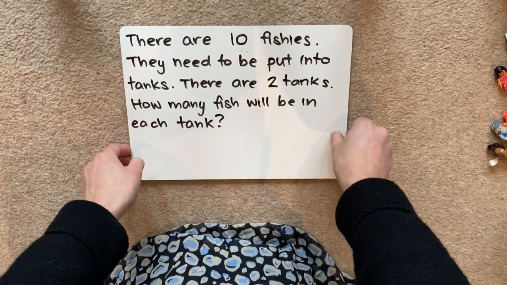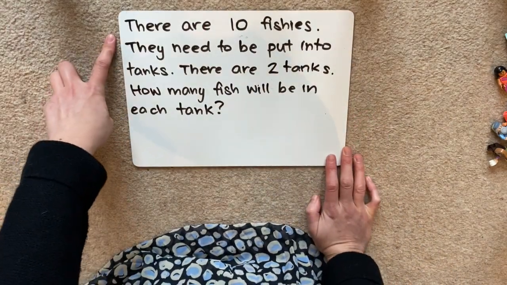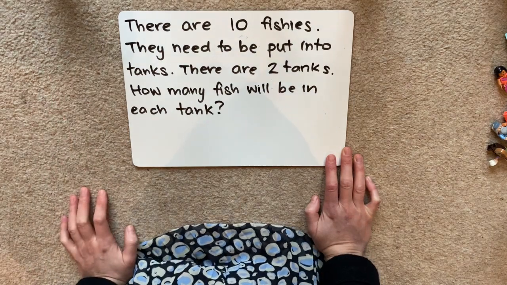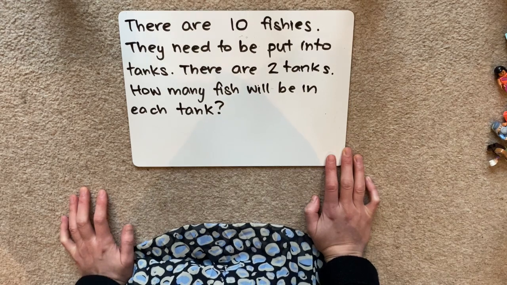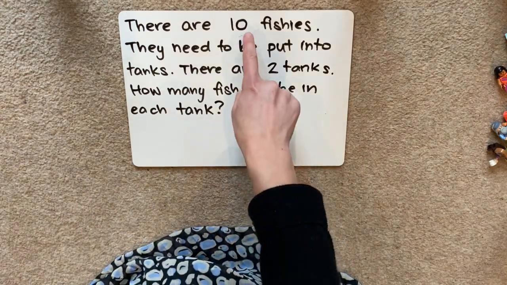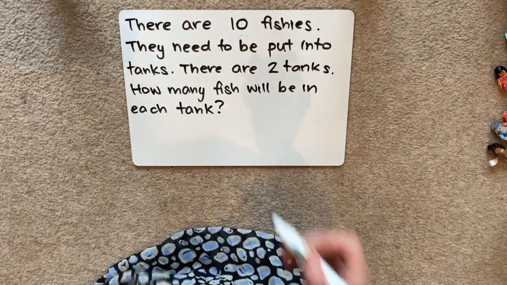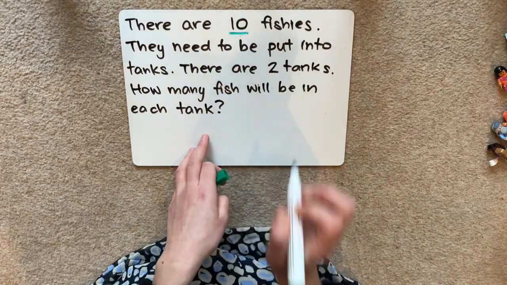This is the first question that we are going to do together. There are 10 fishies. They need to be put into 2 tanks. How many fish will be in each tank? So we need to start off with getting the number of objects to help us. So we need 10 fishies.